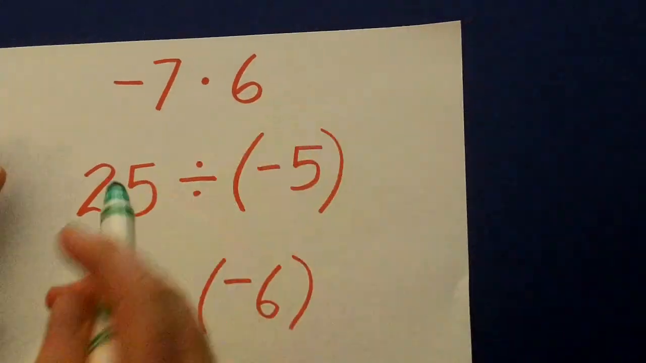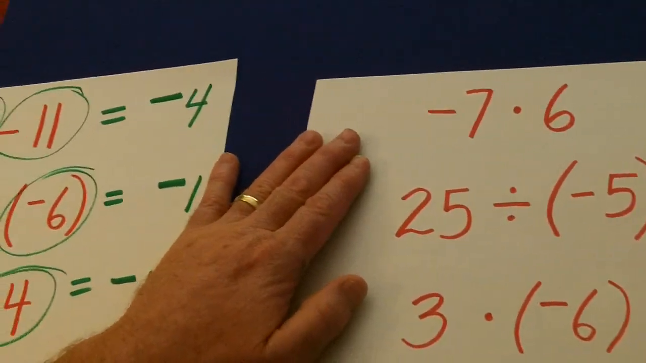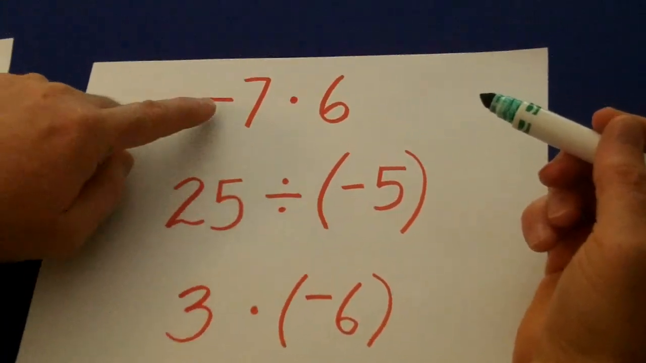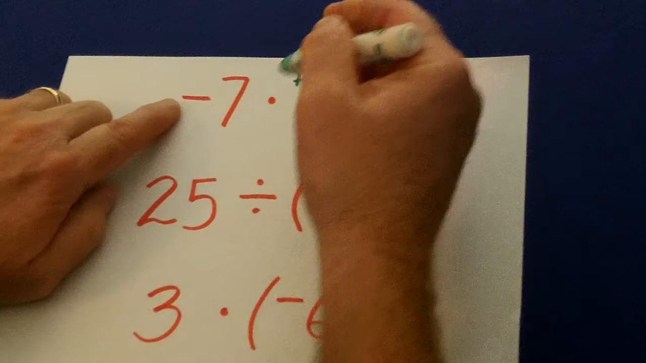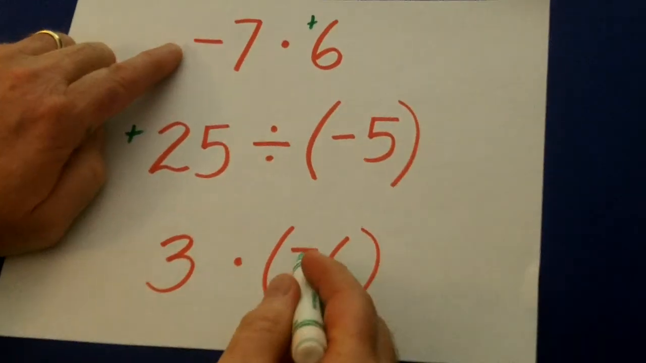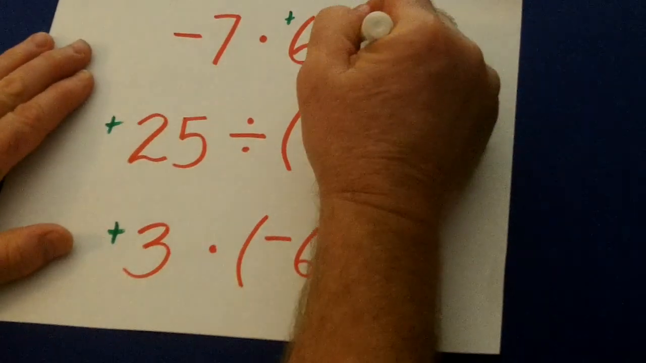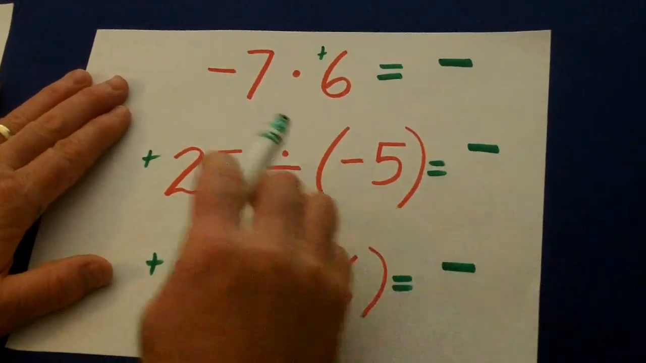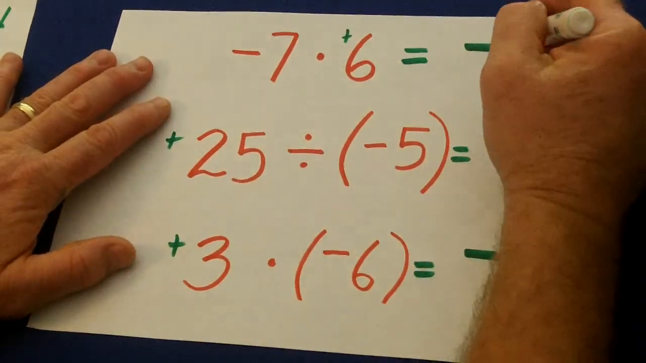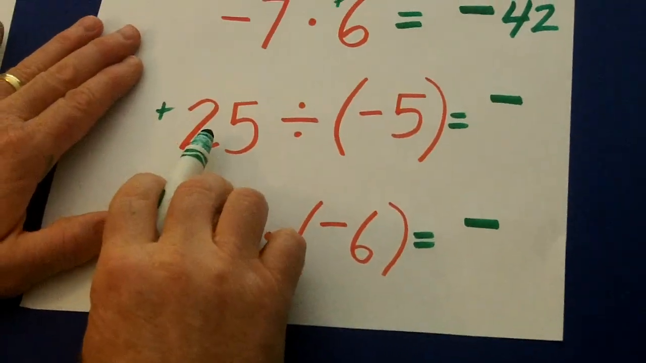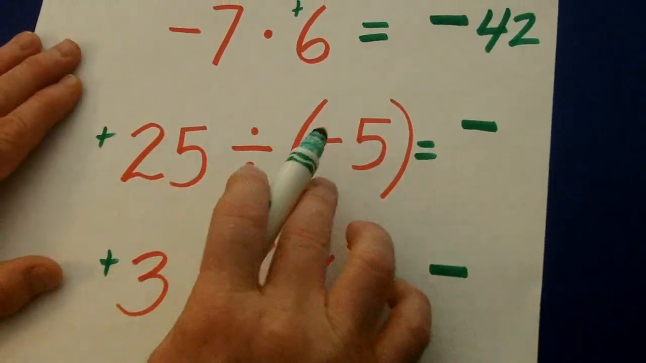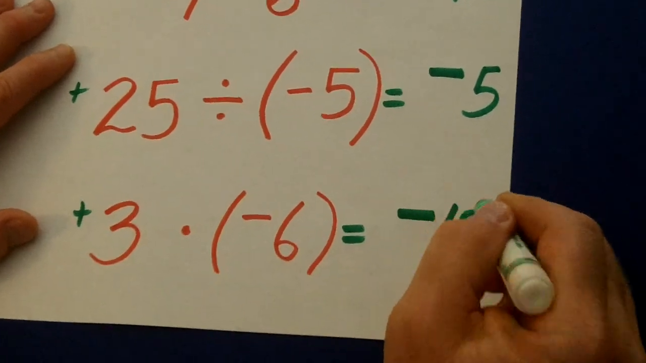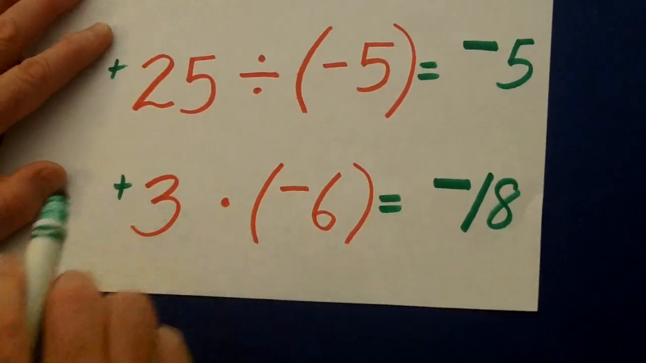But here, okay, it's completely different. You say, in multiplication or division, if your signs are different, negative, positive, positive, negative, negative, positive, your answer is negative. One negative sign, one positive, negative 42. 25 divided by a negative 5, one positive, one negative, negative 5. 3 times a negative 6, negative 18, because only one of the signs is negative and one is positive.